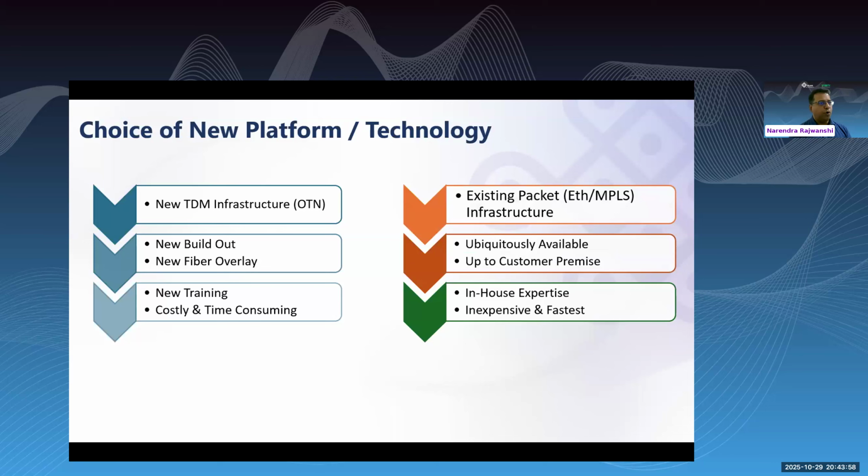The other option is to go with the packet technology, which is Ethernet or IP MPLS, which is an existing technology. All the operators are very well versed with it. It is ubiquitously available, can be up to the customer premise also. And of course, all the operators will have in-house expertise. So it is an inexpensive and the fastest way to do this network modernization. So that is our choice of technology for the future. And not only that, the same infrastructure can carry Ethernet services when slowly the TDM services fade out or get converted into Ethernet itself.